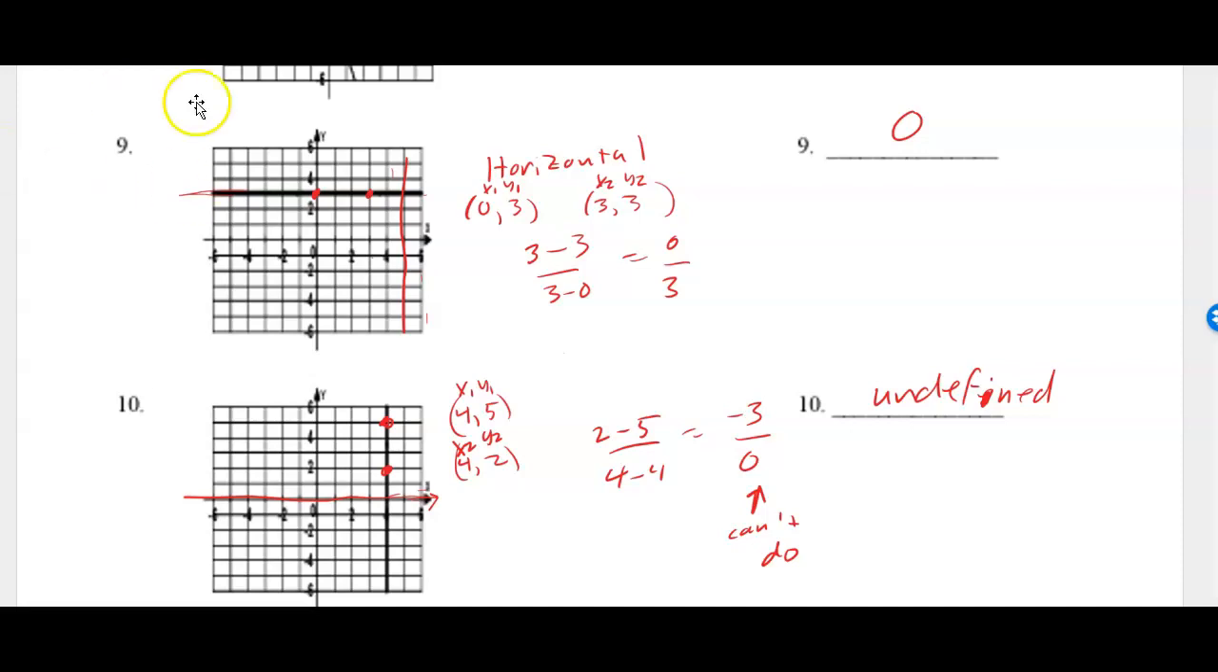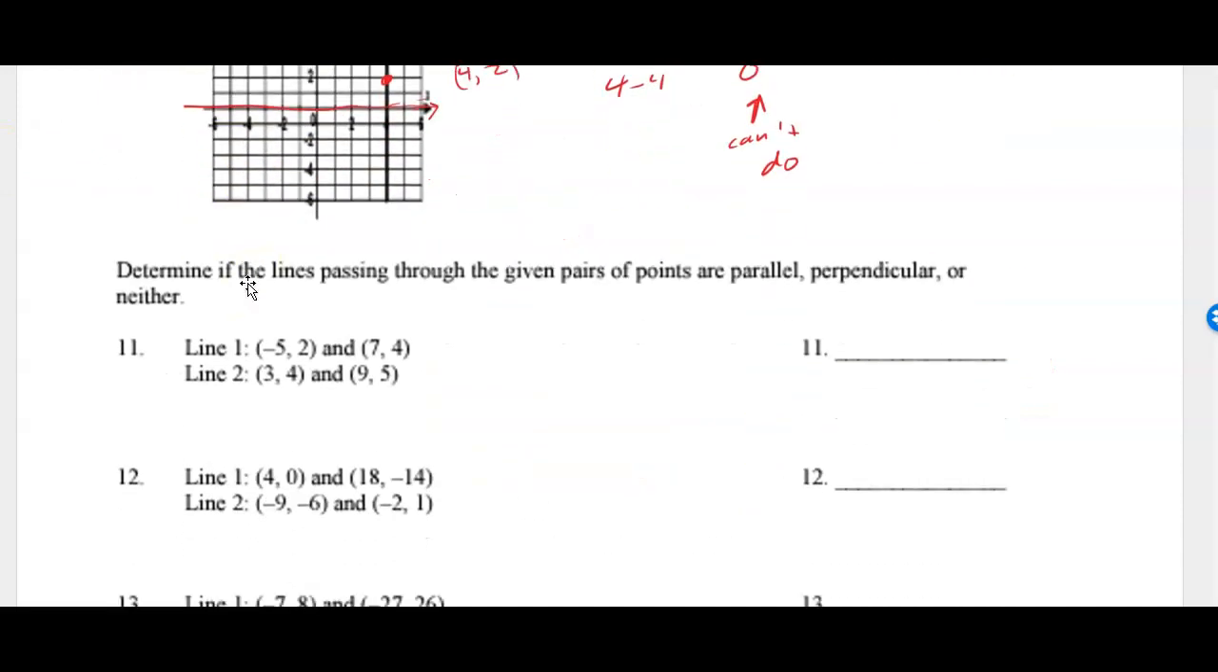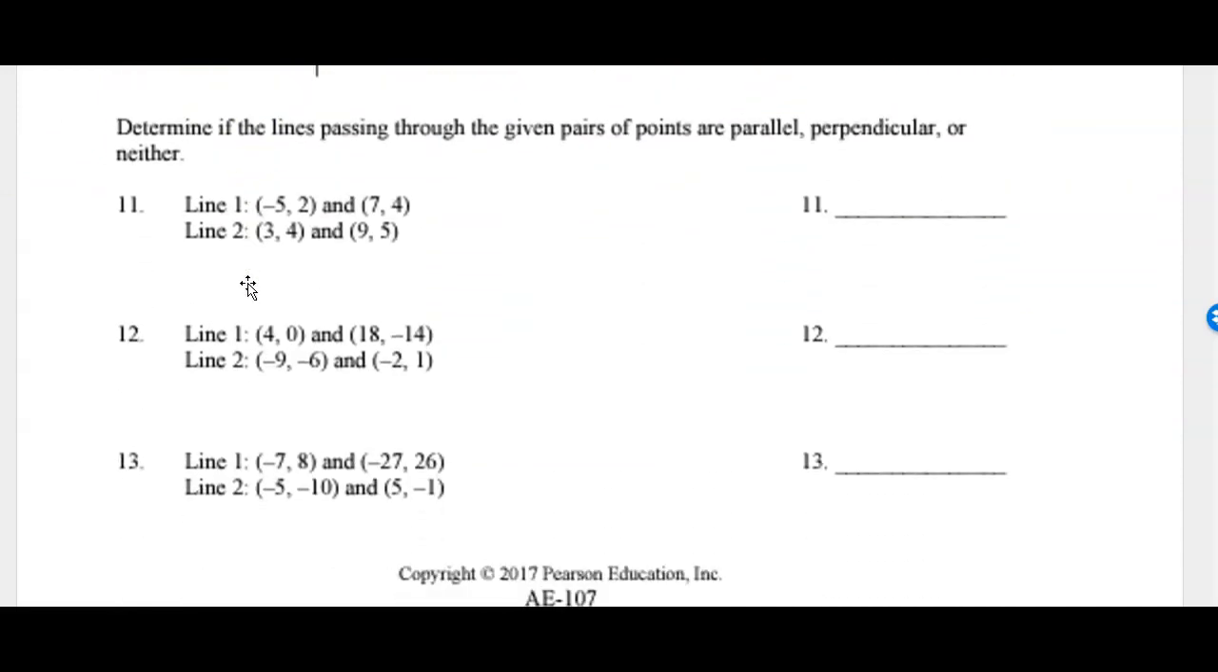All right, stop the video and try number 11. They change it up a little bit. Okay, number 11, we're talking are lines parallel, perpendicular, or neither. If two lines are parallel, they have the same slope.